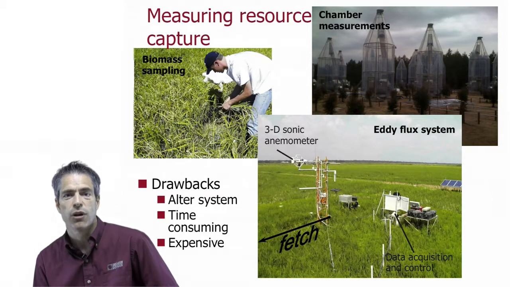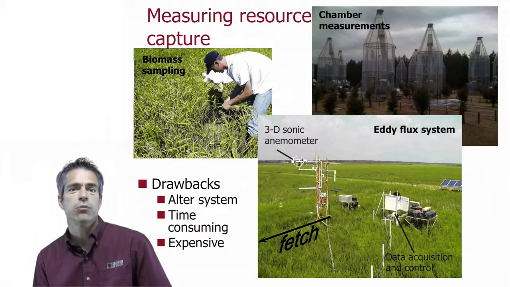into our rice field. Now, all of these are very, very good ways of being able to get at the biomass accumulation. But the problem is that, as we note there, they're altering the system. They're very time-consuming and often extremely complex, and the systems are always expensive.